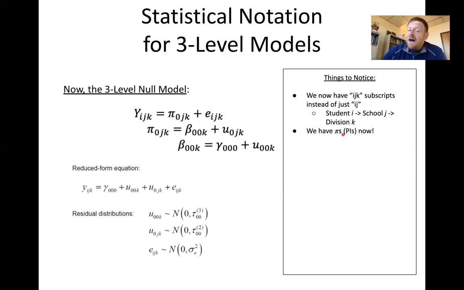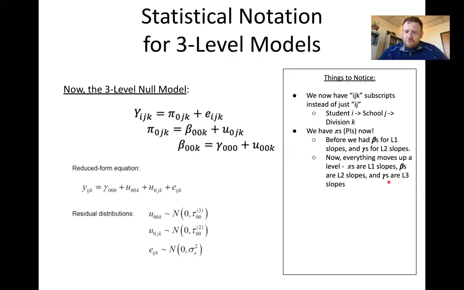And now we have pies. So the bottom level here is represented by a pie. And those pies then are represented as betas at level 2, and those betas are represented as gammas at level 3. So essentially we create a new notation for the very bottom level, and those are pies. Those estimates of the slopes and intercepts are pies, and then we have betas, and then we have gammas, just like we had before. So now everything has basically moved up a level.